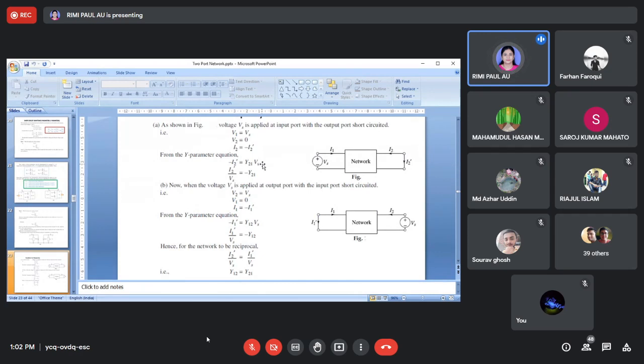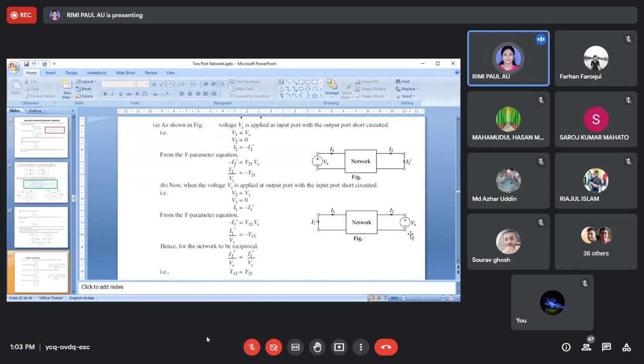If I put it here, so from this Y21 you will get I2 prime by Vs, and the second equation where V1 is equal to 0. You have to now find out I2 prime by Vs to check reciprocity, because we are taking admittance. Previously you have taken Vs by I2 prime. Now you have to find out I2 prime by Vs, and equate it to I1 prime by Vs. Admittance, as we are taking, that's why we have to equate I2 prime by Vs is equal to I1 prime by Vs.